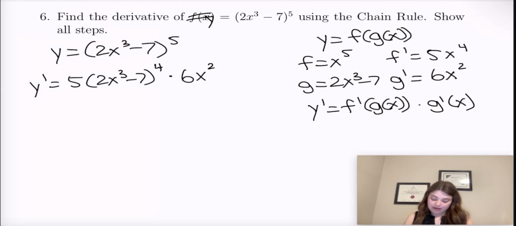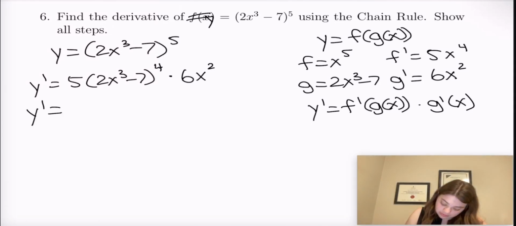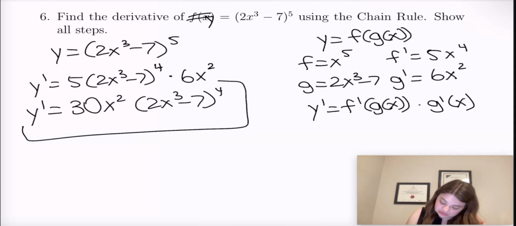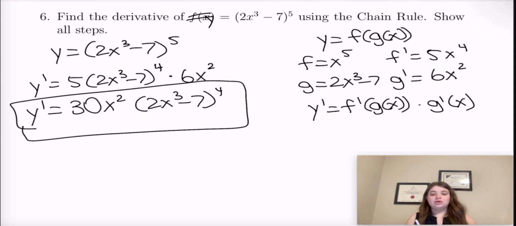So there we go. Then I'm just going to neaten that up by multiplying 6x squared by 5 and having them both at the beginning. So then we're going to get that the derivative is equal to 30x squared times 2x cubed minus 7 to the power of 4. And you can just leave your answer like this. There's really no need to expand this or anything like that. Don't waste your time doing that. This is a good answer. As long as you've neatened things up as well as you can, that's good enough.